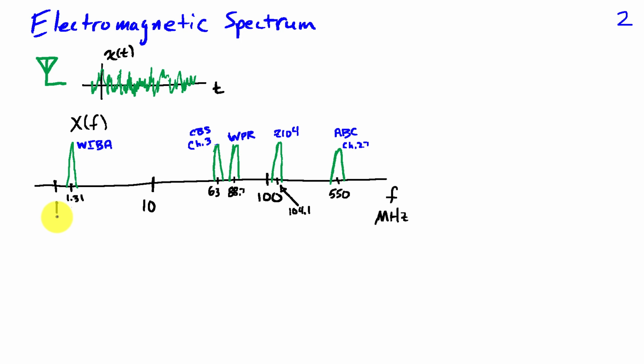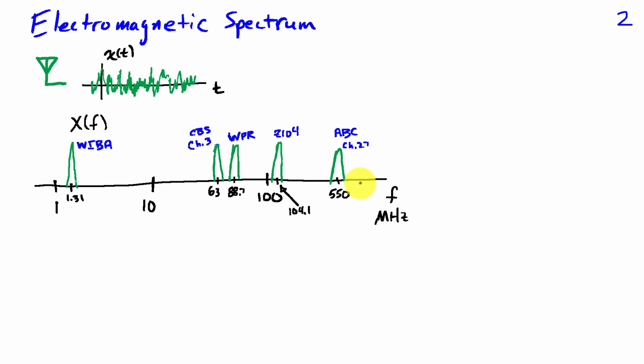So I'm starting at 1 megahertz. And just above that, at 1.31 megahertz, I would find a large peak of energy associated with the radio station, WIBA. Now, if I were to go up further at 63 megahertz, I would find the broadcast television station associated with CBS in the Madison area. And then at 88.7, I'd have Wisconsin Public Radio. There'd be energy due to that. And on up further, skipping a bunch of radio stations, of course, at 104.1 megahertz, I'd have Z104. And then up at 550 megahertz would be the ABC broadcast station, channel 27 for television.